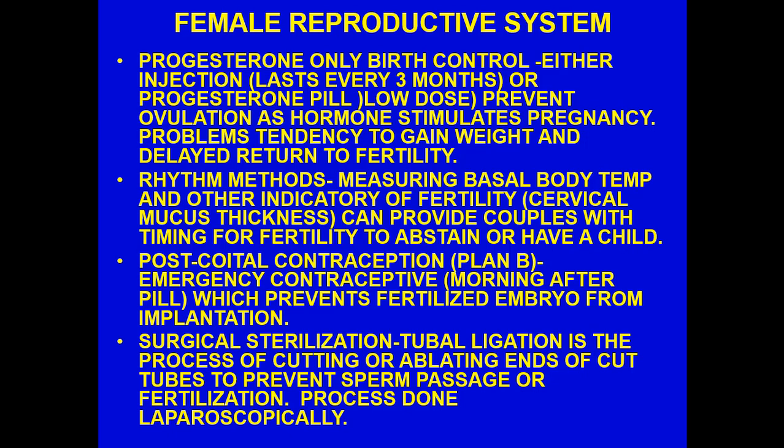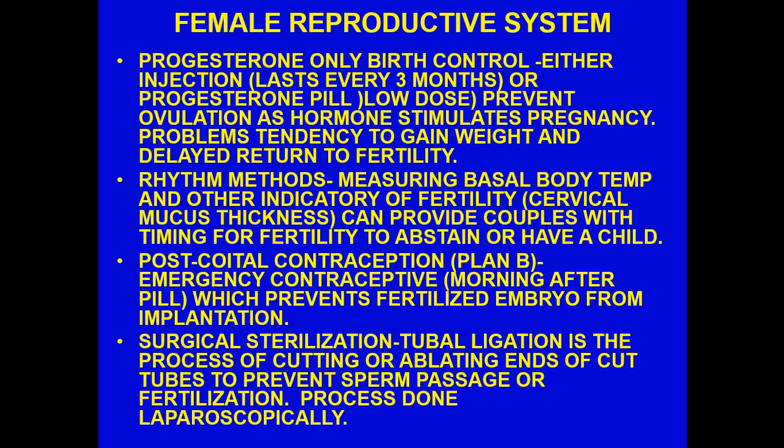The rhythm method combines basal body temperature and other indications of fertility. One of them is cervical mucus thickness. During the fertile period, the cervical mucus changes viscosity, and that, plus the basal body temperature, is a sign. Some people call that the same thing as counting the calendar, and that's not really so. Counting the calendar assumes that every month is going to be 28 days, but as I've said to you before, people have variations there.